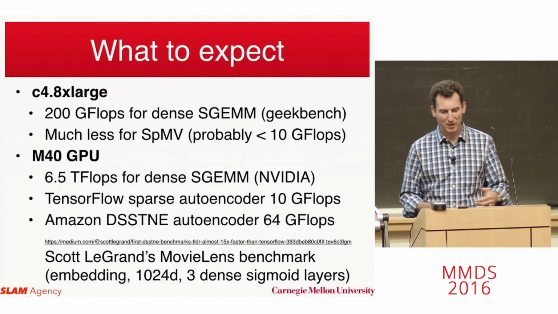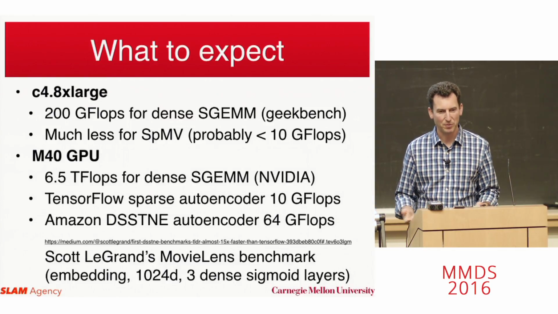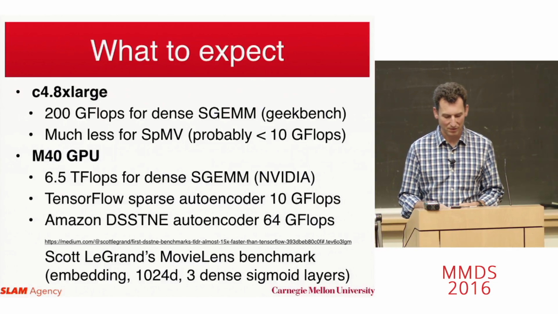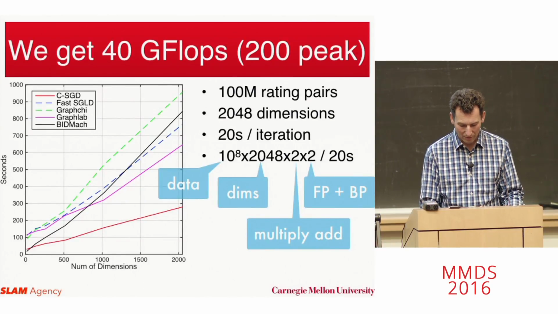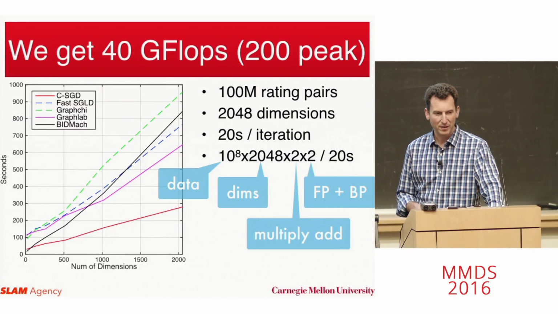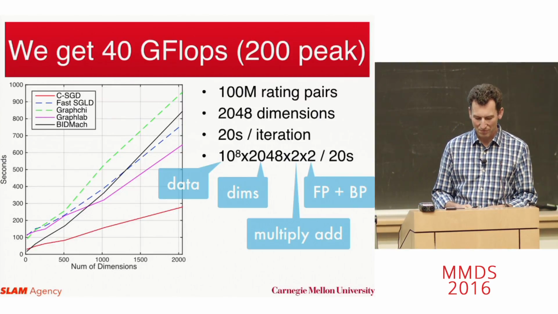But the key point why both of them are so awful is that they don't really exploit the fact that you have power law properties in the data. If they did that, I think you could easily squeeze out another order of magnitude. For reference, we get about 40 gigaflops. Remember, 200 are peak. So we get about 20% of peak performance, even though we do sparse. That's decent.